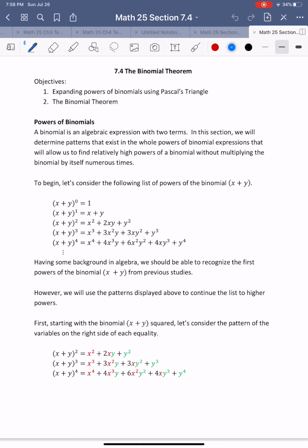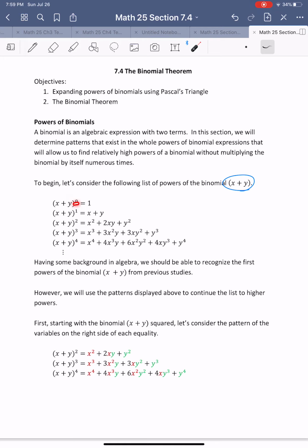A binomial is an algebraic expression with two terms. In this section, we'll determine the pattern that exists in the whole powers of binomial expressions, which will allow us to find relatively high powers of a binomial without multiplying the binomial by itself numerous times. So to begin with, let's consider the following list of powers of x plus y, which is a binomial, with powers 0, 1, 2, 3, 4, 5, and so on.